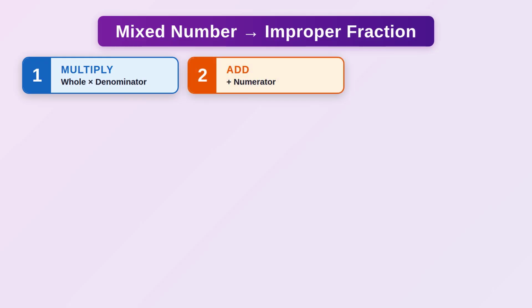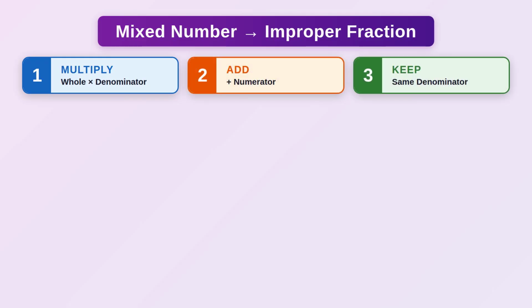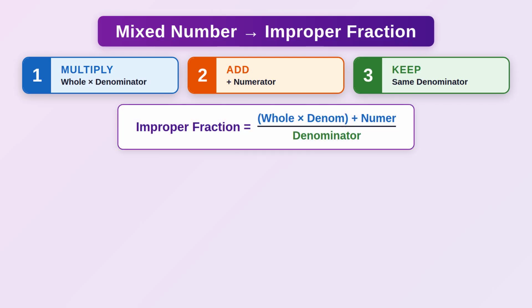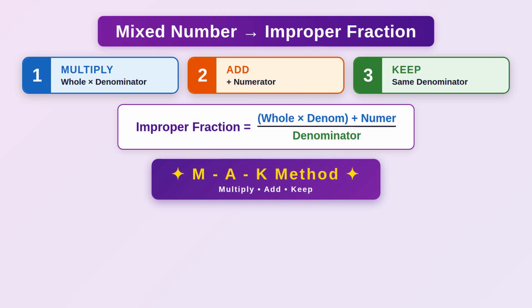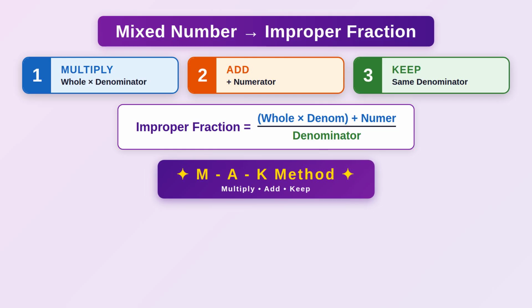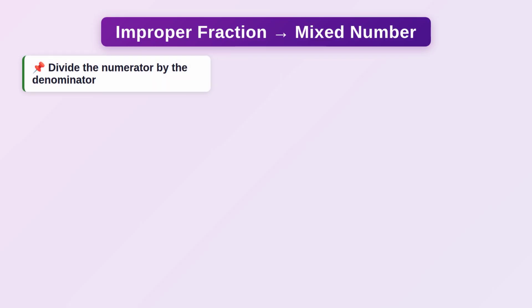Converting a mixed number to an improper fraction is only 3 steps. I call it the MAC method: multiply, add, keep. Step 1. Multiply the whole number by the denominator. Step 2. Add that result to the numerator. Step 3. Keep the same denominator. That's it! Multiply, add, keep, MAC. Write that down, because once you've got MAC locked in, this conversion will take you about 5 seconds flat.